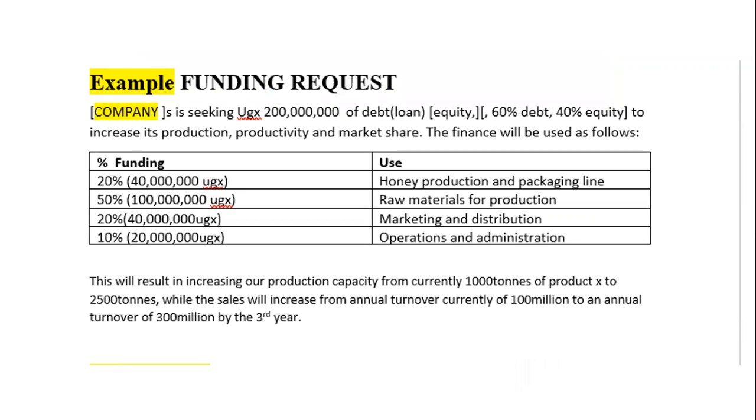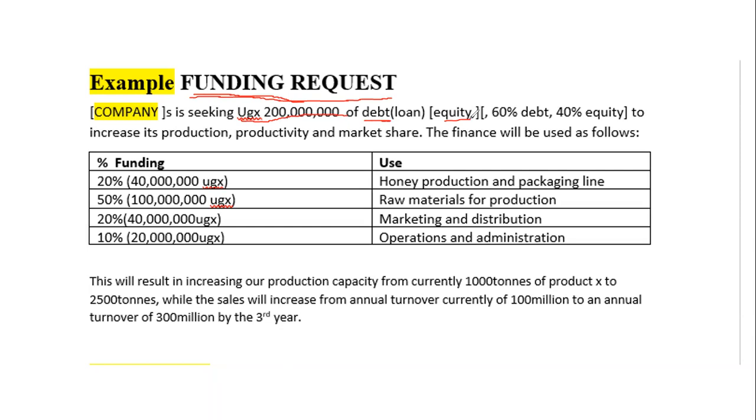Now at this point, I want to believe there is a section on your business plan which says funding request. Based on where you are taking your company, you now know how much money you need. At this point, you can say, I want this money as debt, as a loan, or I want this money as equity, or maybe I want 100 million as a loan and maybe 150 as equity.